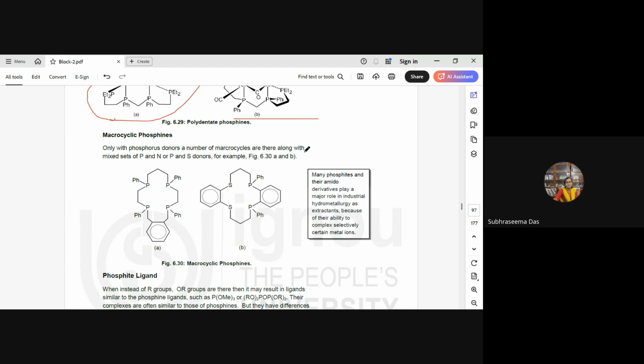Here, with phosphorus donors alone, a number of macrocycles are there, along with mixed sets of P and N or P and S donors, like for example macrocyclic phosphines. Here in figure A, it is a PPh. The macrocycle is formed, but in figure B, we can see the P and S donors. They have formed the phosphines.